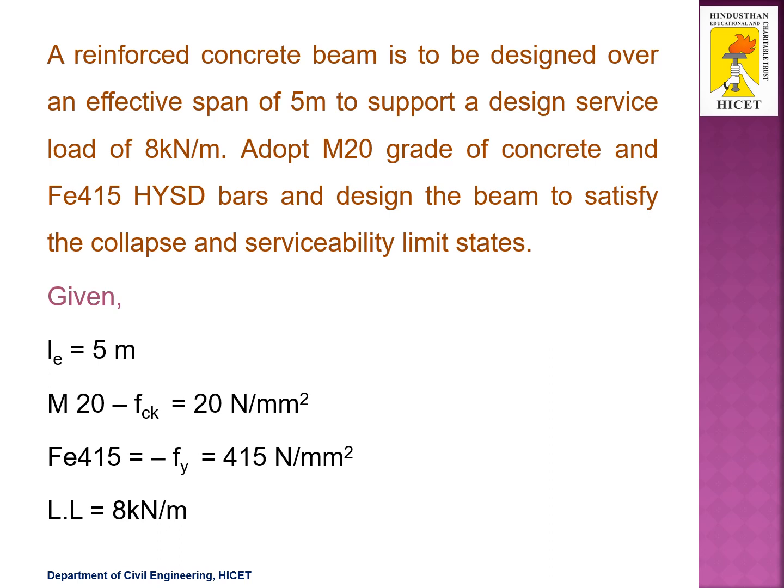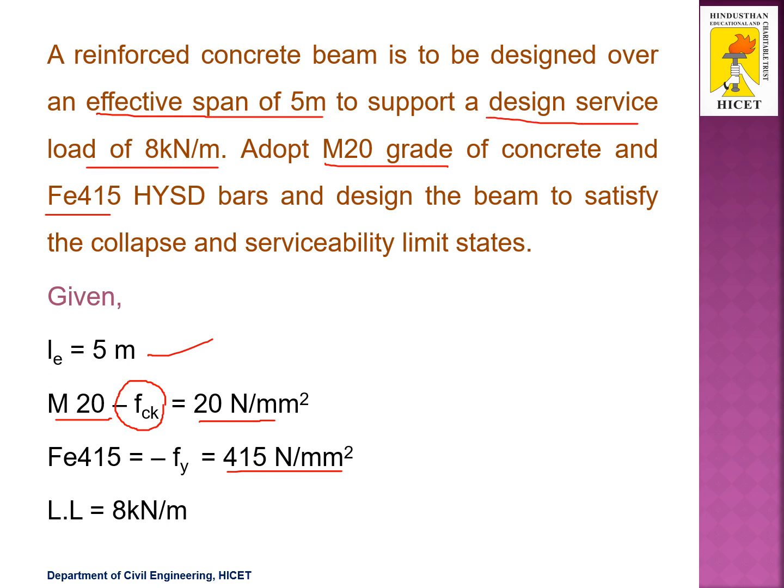states. In this problem, we are having an effective span of 5 meter. So L is equal to 5 meter. And our grade of concrete is M20. For M20 grade of concrete, the characteristic compressive strength f_ck is equal to 20 Newton per mm squared. And also we are having a grade of steel Fe415. For Fe415 grade of steel, fy, the yield tensile stress value, is equal to 415 Newton per mm squared. And also we have a design service load of 8 kN per meter. So these are the given data.